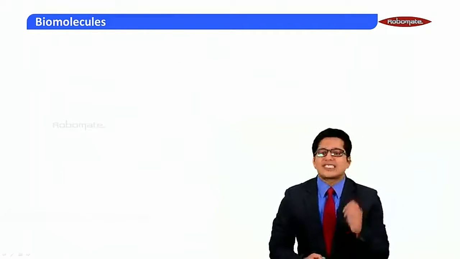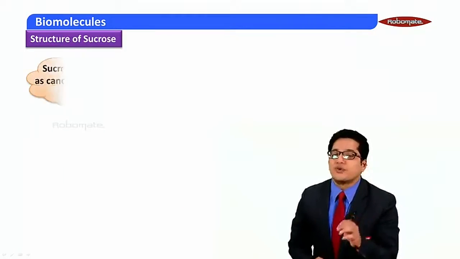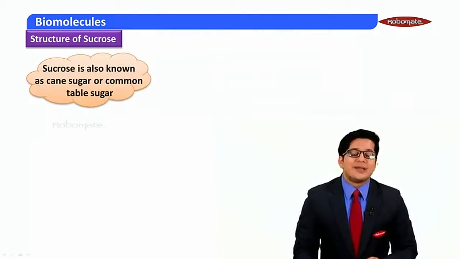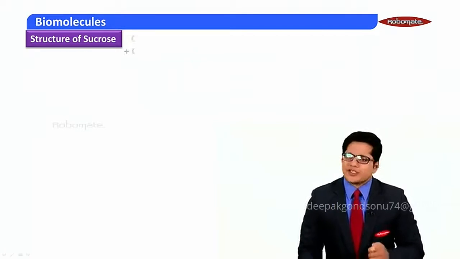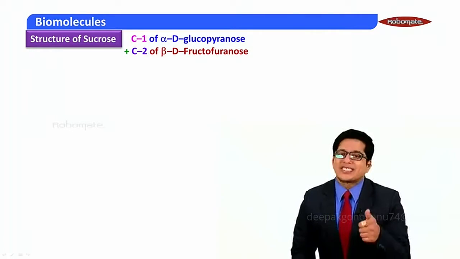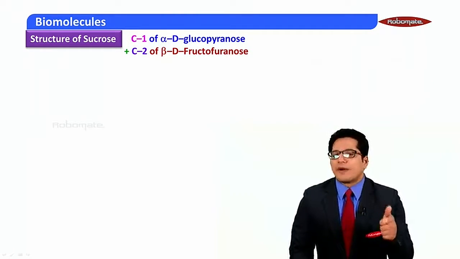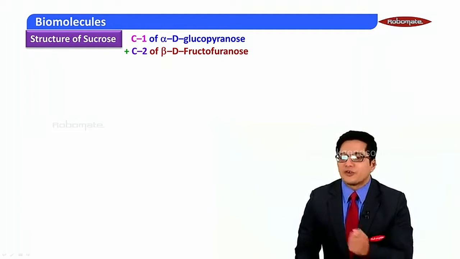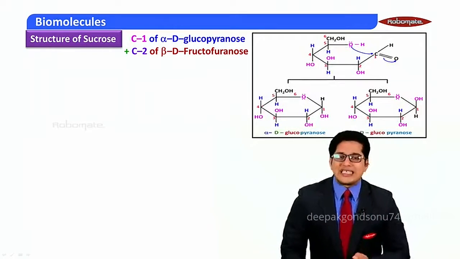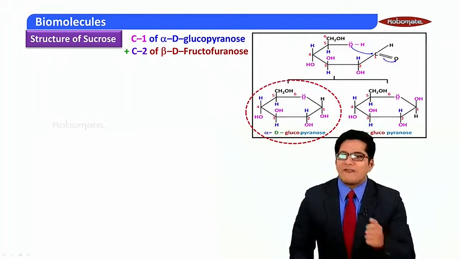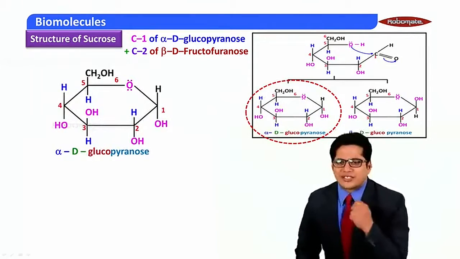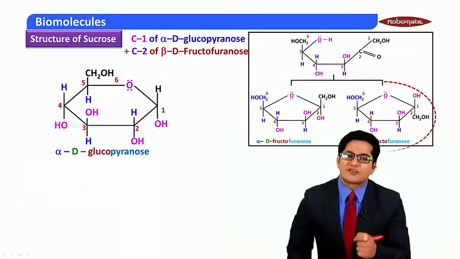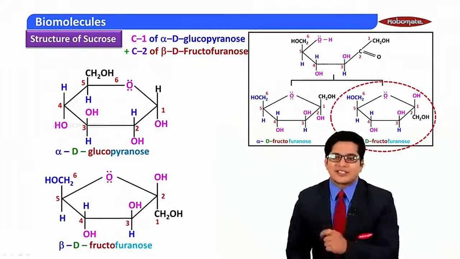Now finally, let's understand the actual structure of the sucrose molecule, which is also known as cane sugar or common table sugar. Sucrose is prepared from C1 of alpha-D-glucopyranose and C2 of beta-D-fructofuranose. We have already discussed the structure of alpha-D-glucopyranose. The structure was this. Also, we discussed the structure of beta-D-fructofuranose, wherein the structure was something like this.